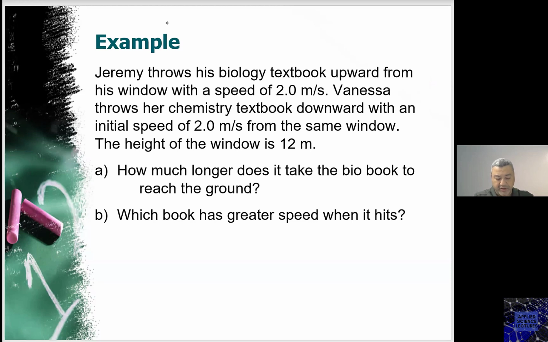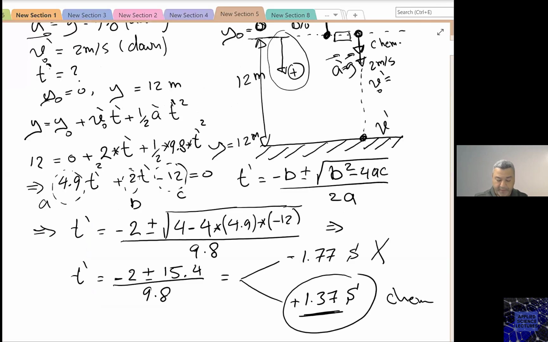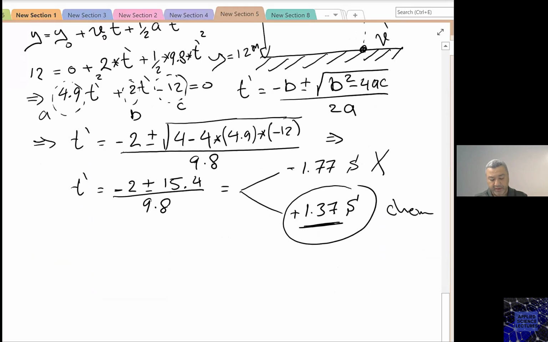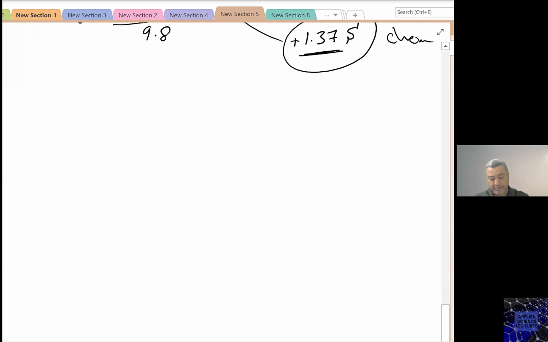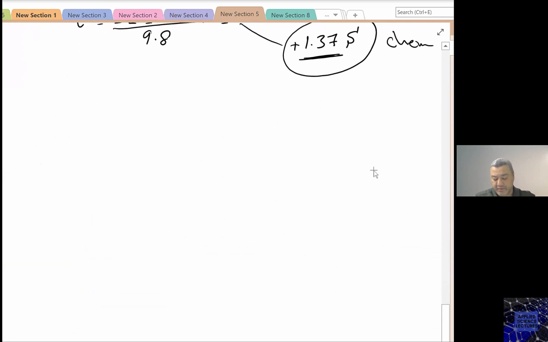Jeremy throws his bio textbook upward from his window with a speed of 2 meters per second. Vanessa throws her chemistry textbook downward with an initial speed of 2 meters per second from the same window. So one of them is up, the second one is down. The height from where they both started is 12 meters. So I will redraw the diagram here for the bio book.